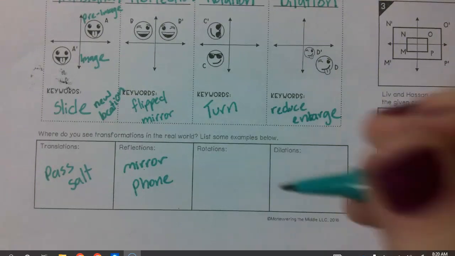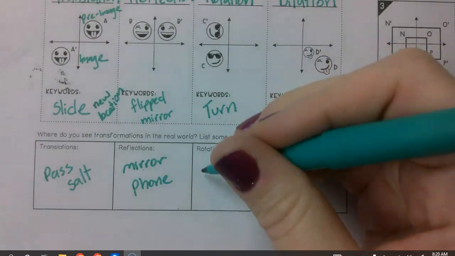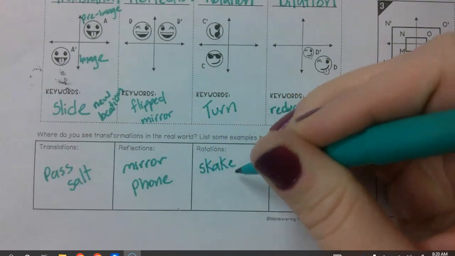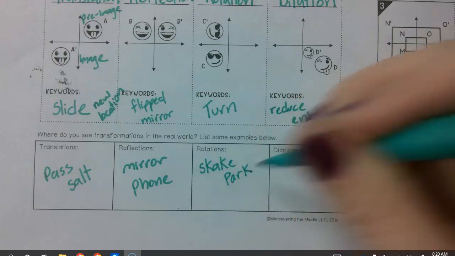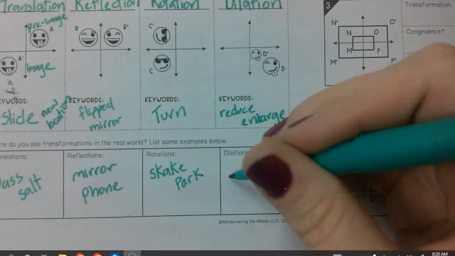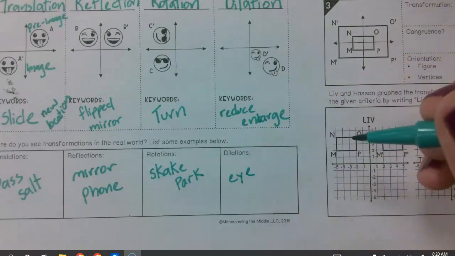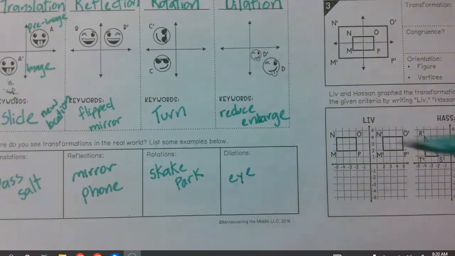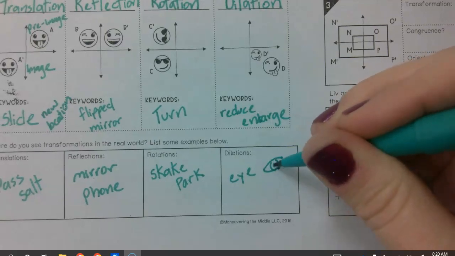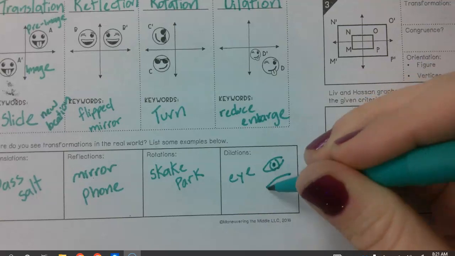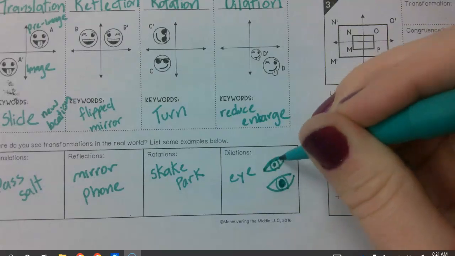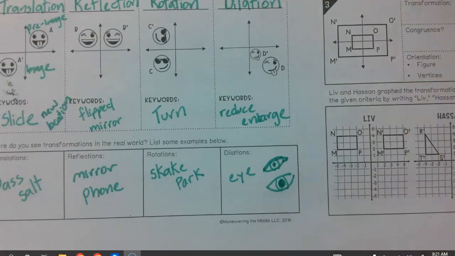Rotations, we see rotations all the time. If you've ever gone to the skate park and done a trick, those are often rotations. And dilations, the most common example is when you go to the eye doctor and they do something to your eyes to make them dilate, which means that the center part of your eye, here's your eyeball, a dilation takes this center part right there and makes it bigger so that the doctor can see into your eye and see what's happening. There, my beautiful eye artwork.